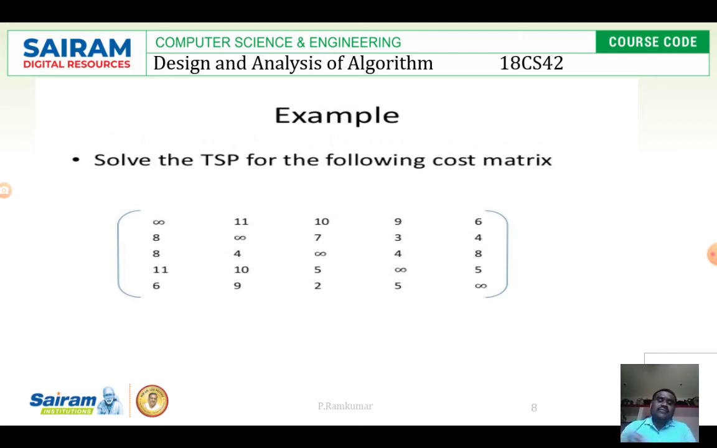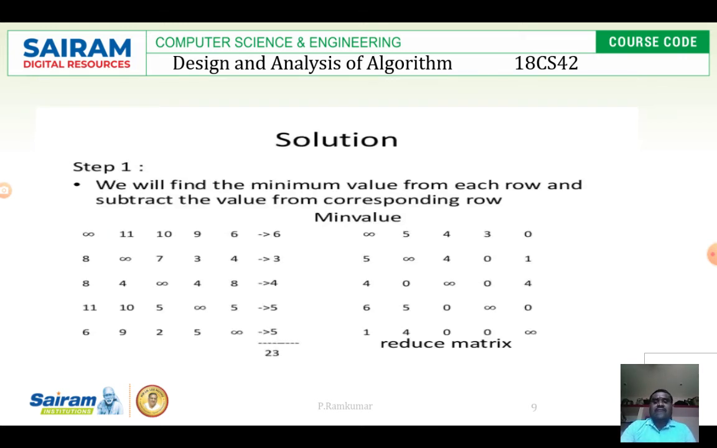So here, when we convert this cost matrix into a graph, it will be a complete graph. Complete graph means that in a graph all the vertices are directly connected with each other. That is called a complete graph. So now we will find the minimum value from each row and subtract the value from the corresponding row.